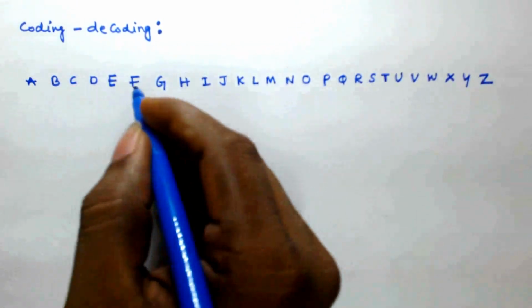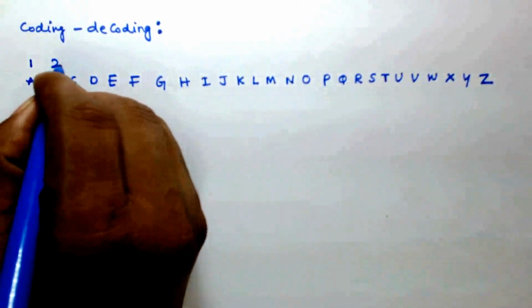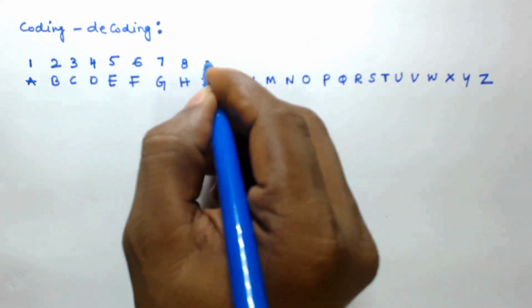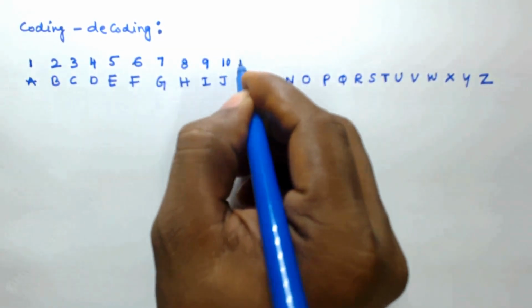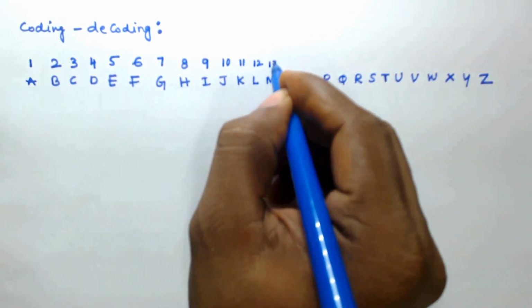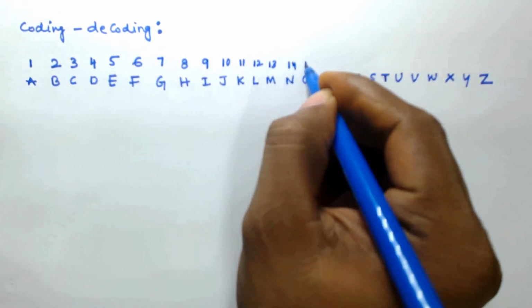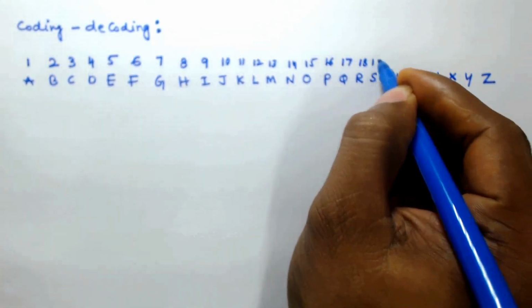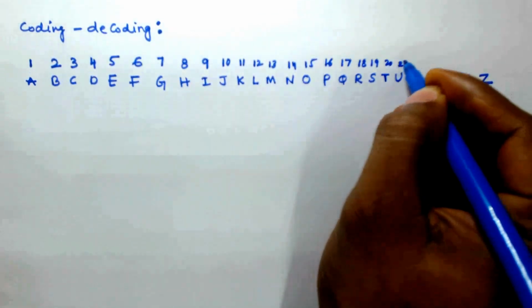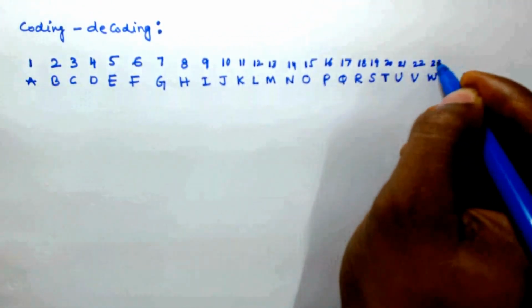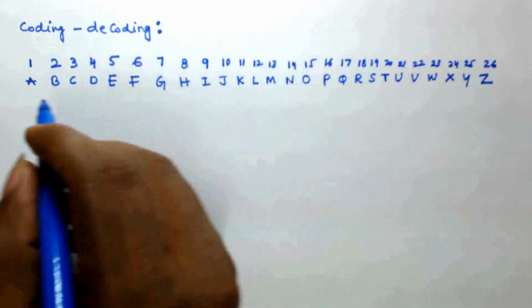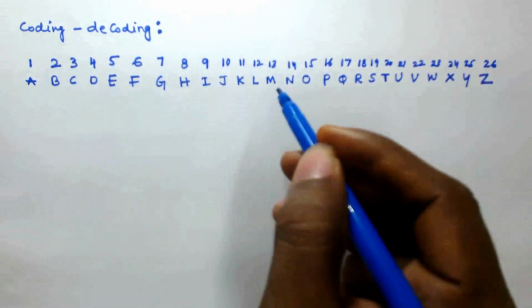Now let's give the order number. So A is 1, B is 2, C is 3, D is 4, 5, 6, 7, 8, 9, 10, 11, 12, this is 13, 14, and 15, 16, 17, 18, 19, 20, 21, 22, 23, 24, 25, and 26. So these are the alphabetical order numbers given to A to Z.